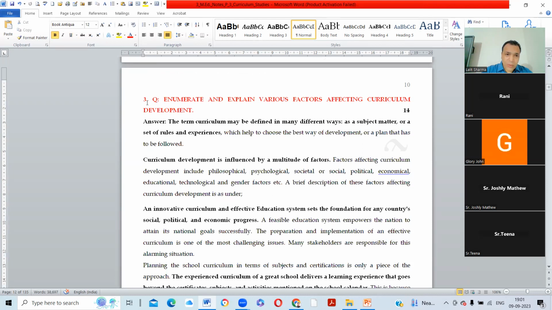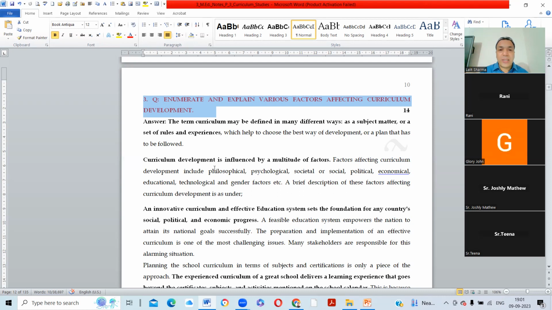Okay, the next question is enumerate or explain various factors affecting the curriculum development. Okay, this we have already done. If you know that, what are the various factors affecting the curriculum development? Now the curriculum has been prepared, but now you have to talk about what the various factors are. You can talk about the political factor, right? It affects the development: bureaucrats, your higher level of management, higher level of things, they want something else. It affects the curriculum development.